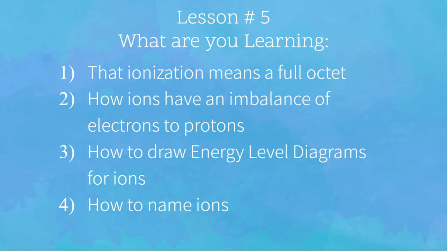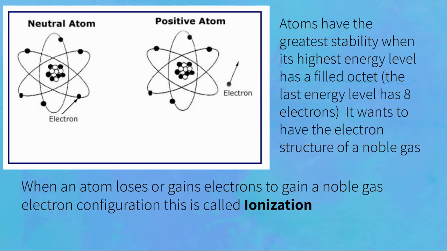Today, we're going to be talking about ionization and what that means, and what does a full octet mean? How do ions have an imbalance of electrons and protons? How to draw energy level diagrams for ions, and how to name ions. So let's get started with the generalization of what is ionization.